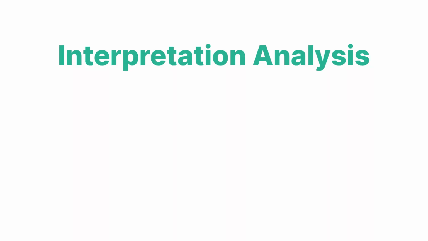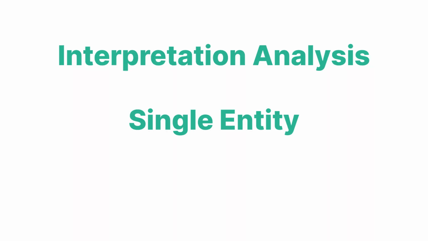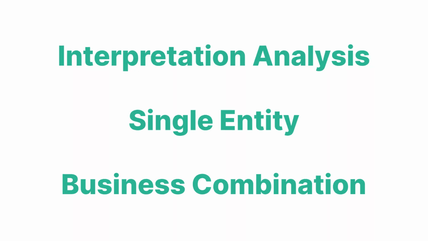Now moving on to your section C. Typically 2 questions come of 20 marks each. Most popular topics that are asked are interpretation analysis, then you have your single entity, and then you have your business combination. So these are the 3 topics from where the question comes.